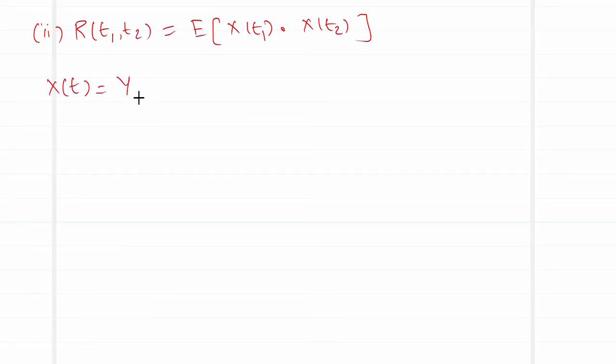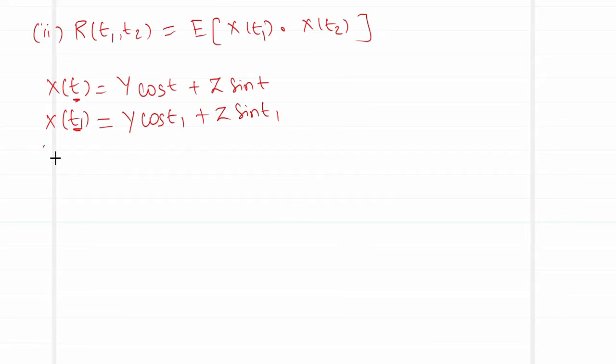My second part is R of t1, t2. So this is expected value of X of t1 product X of t2. What is my X of t? My X of t is y cos t plus z sin t. So what will be X of t1? Wherever I have t, replace it with t1. So this will become y cos t1 plus z sin t1. What will be X of t2? Wherever I have t, replace it with t2. So this becomes y cos t2 plus z sin t2.